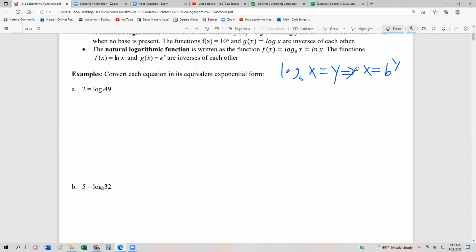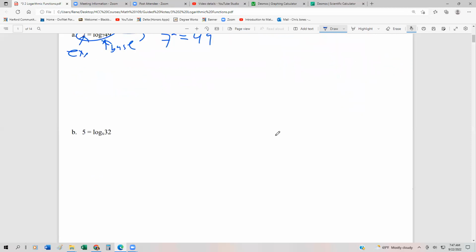Okay, now that I know that, I can start working some exercises where we're just going to convert each of these equations into its exponential form, right? So we have 2 equals log base 7 of 49. Okay, so a logarithm is an exponent, so 2 is the exponent, and 7 is the base. So we could rewrite this as base 7, exponent 2, and the 49 just stays where it is. And of course, that's a true statement, okay? So every time we perform these sorts of conversions, we should get a true statement out of it.